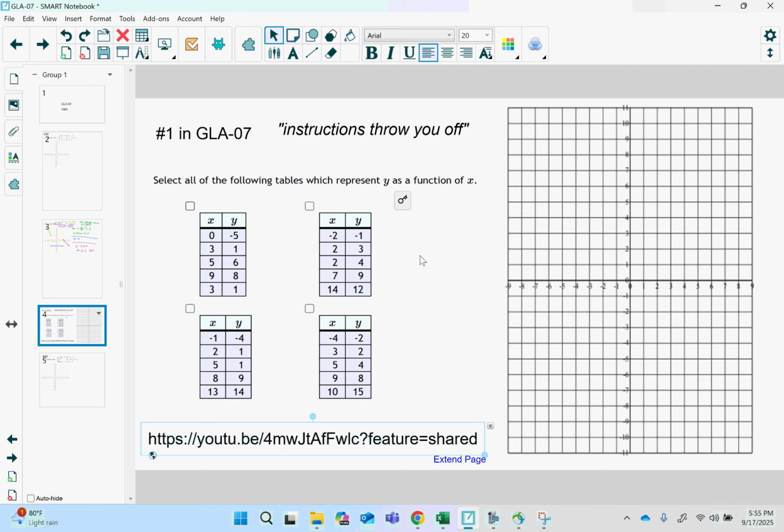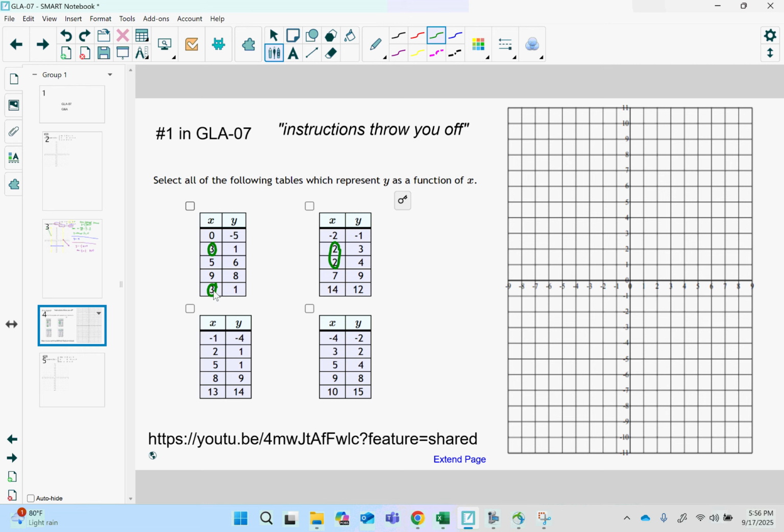A lot of times we learn to look for repeated x's, and if we see repeated x's, then it's not a function. And so if you go just based on that, and that's all that you really remembered from learning about how to identify functions from ordered pairs, you might say that this is not a function because you've got 3 twice in the x column, and this one's not a function because you've got x equals 2 twice in there.